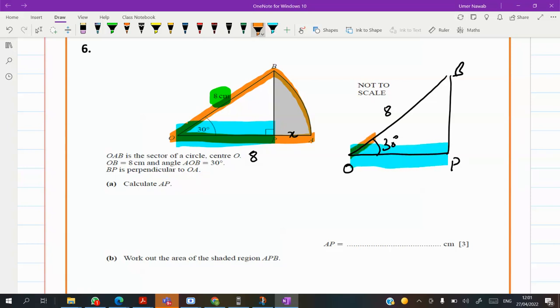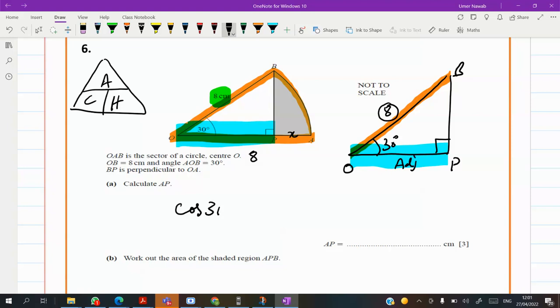So what is given to me? The hypotenuse is given to me. If the hypotenuse is given and I want to find the adjacent, then CAH will be used. You remember the triangle which I have taught you? CAH. So I want the adjacent. So adjacent is cosine of 30 degrees times the hypotenuse, which is 8. So I'm writing it here, 8 cosine 30.